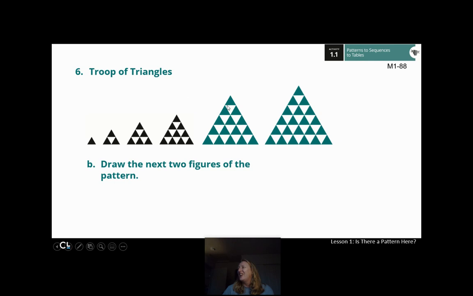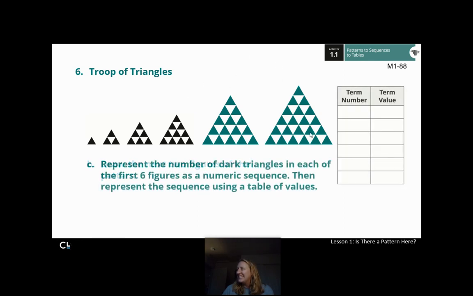From here, I would have added 5, and then from here, I would have added 6. So let's go ahead and write down, represent the number of dark triangles in each of these first 6 figures. So we have 1, 3, 6, 10, 15, and then 21 triangles. And again, I'll put it in my table. So term 1 had 1 triangle, term 2 had 3, term 3 had 6, term 4 had 10, term 5 had 15, and term 6 had 21. So plus 2, plus 3, plus 4, plus 5, plus 6.